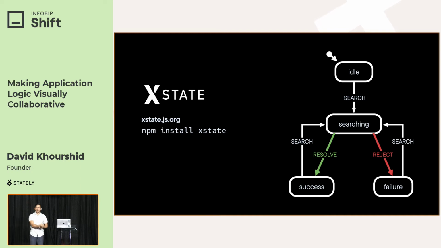And so if you wanted to add functionality or remove functionality, like let's say that you're not allowed to search again once you have a success, you could just delete that transition. And so it becomes really clear what all the features are in your application. You're literally just following the arrows.